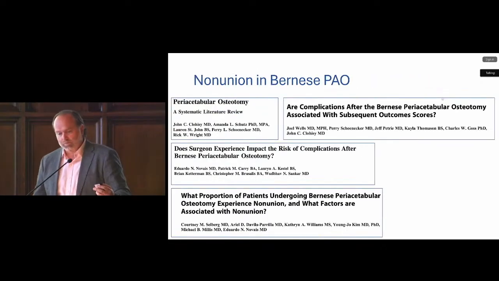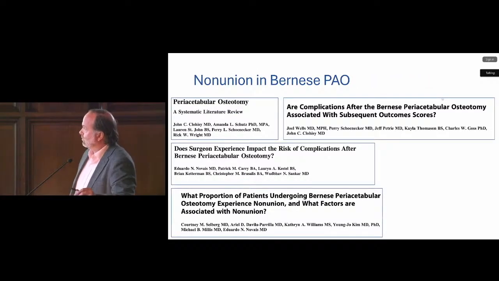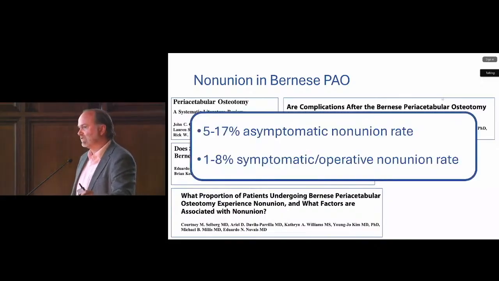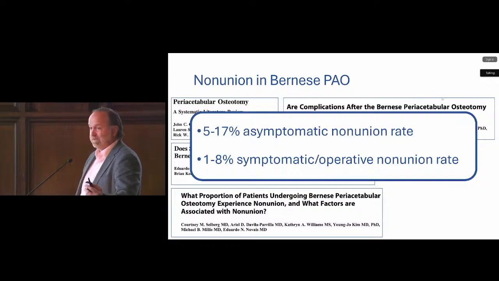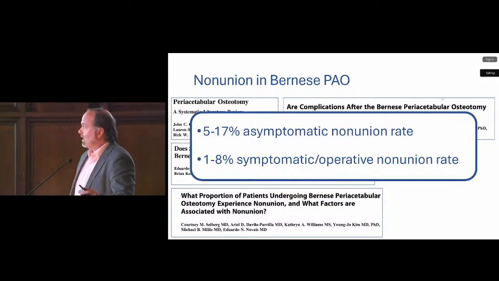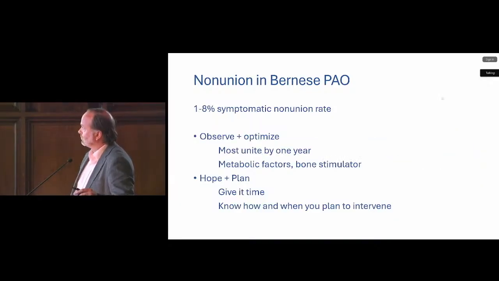So what are the papers and what's the evidence? Most of this is out of core, and most of the authors are in this room. So we see that there's a varied experience, as you might imagine, but it's somewhere between a 5 and 17% asymptomatic non-union rate. So these are things found radiographically in asymptomatic patients, but somewhere between 1 and 8% symptomatic or even operative non-union rate. So it's not zero. I'd much rather be on the low end of that than the high end, and most of us are somewhere in the middle of that. And it depends on how symptomatic and whether you decide to operate, but that's a great number to quote that sort of ramps all these together. So we've got this 1 to 8% symptomatic non-union rate.